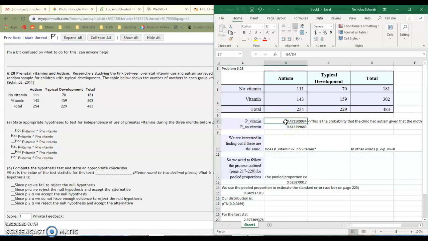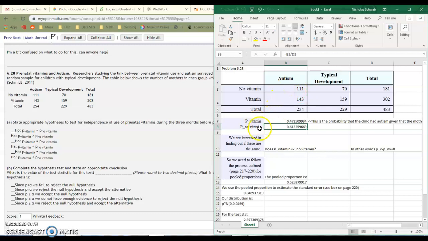I took B4, which is this value, right? These are the number of people who took vitamins and got autism, divided by the total number of mothers who took vitamins. And then we're comparing that to the proportion of mothers who didn't take vitamins whose kids have autism, right? So that's 111 divided by 181.